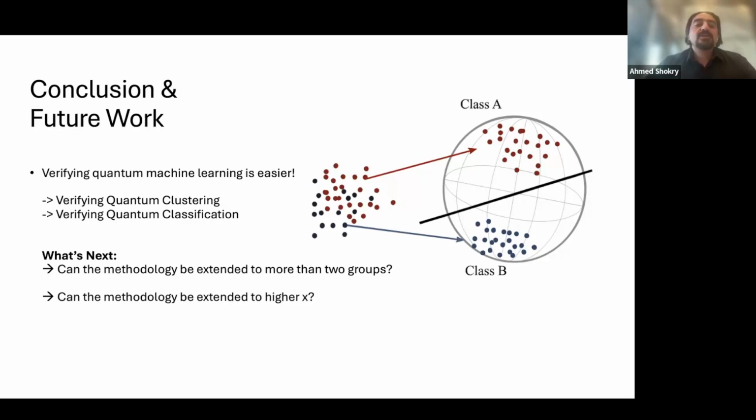What's next? We need to extend our approach to support more than two groups. Instead of having only a binary group, we might have three, four, or more groups. The second extension that we are working on is how to extend our protocol to support higher dimensional data points, something like 3-dimensional, 4-dimensional, 8-dimensional, and so on.